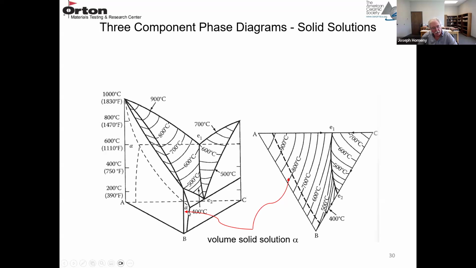So it's actually a volume. You draw this dotted line from this point A. Well, it goes through this point right here, all the way up to the melting point, and it's connecting down to this region here. So that is a volume. It really represents the volume of this solid solution alpha.